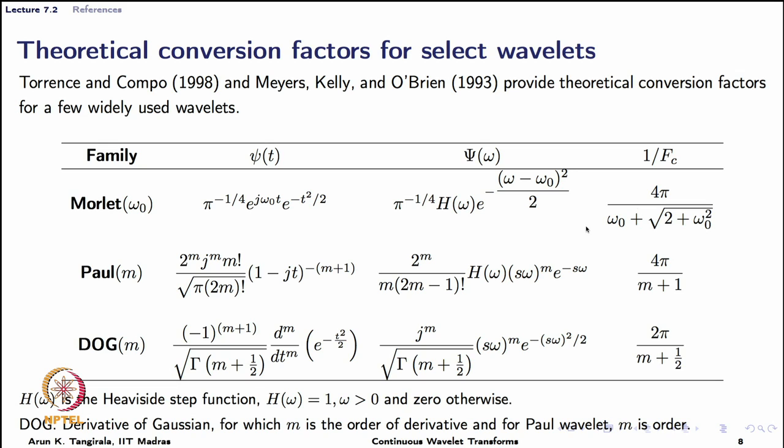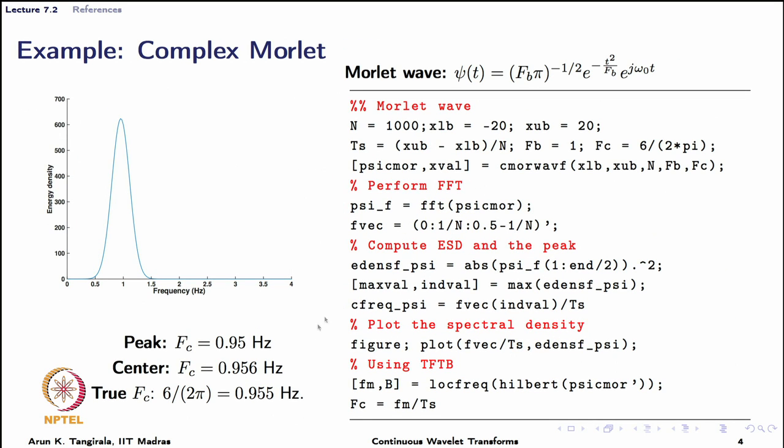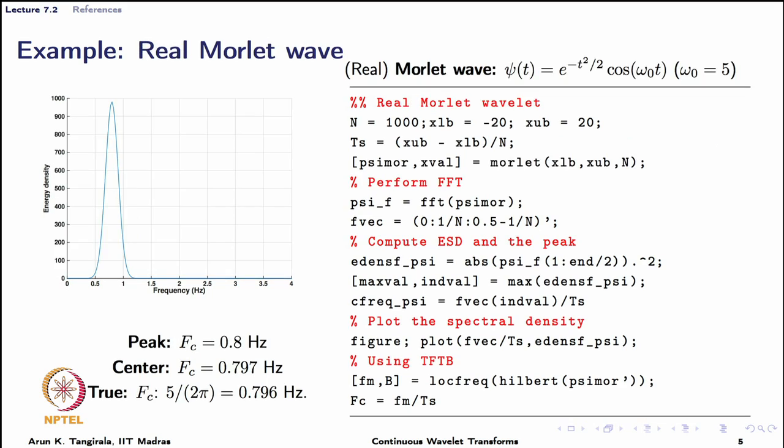So, as an example, suppose I want to compute the conversion factor for the Morlet wave with the center frequency being omega naught equals 6. That would correspond to Fc being 6 by 2 pi. Then you can plug in omega naught equals 6 here, and you will see that 1 over Fc turns out to be roughly 1.03, and an inverse of that will give you the conversion factor that we had obtained here for the complex Morlet. There may be some differences between the theoretical calculation and the one that we have here, because this is a numerical calculation based on the generation of the wave, but they will turn out to be pretty close.